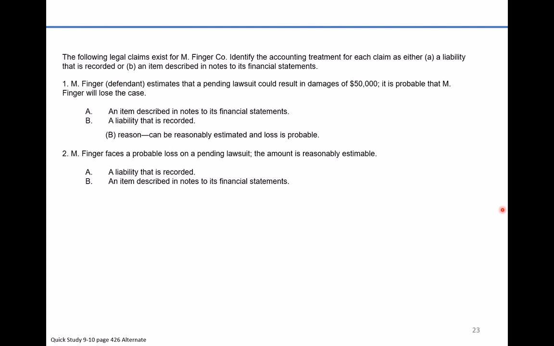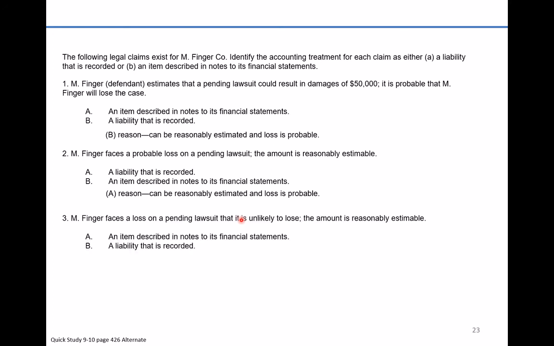The next problem. M. Finger faces a probable loss on a pending lawsuit. The amount is reasonably estimable. A or B, liability recorded or item described in the financial statement footnotes. Well, it says it can be reasonably estimated and the loss is probable, so that means what? A liability is recorded.